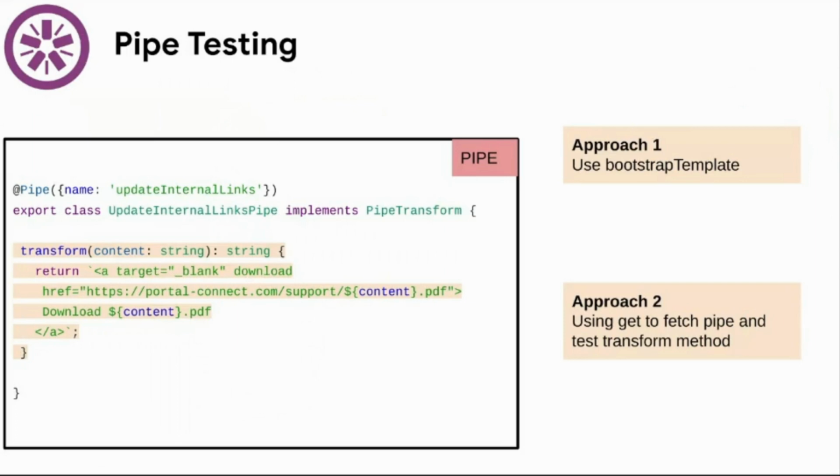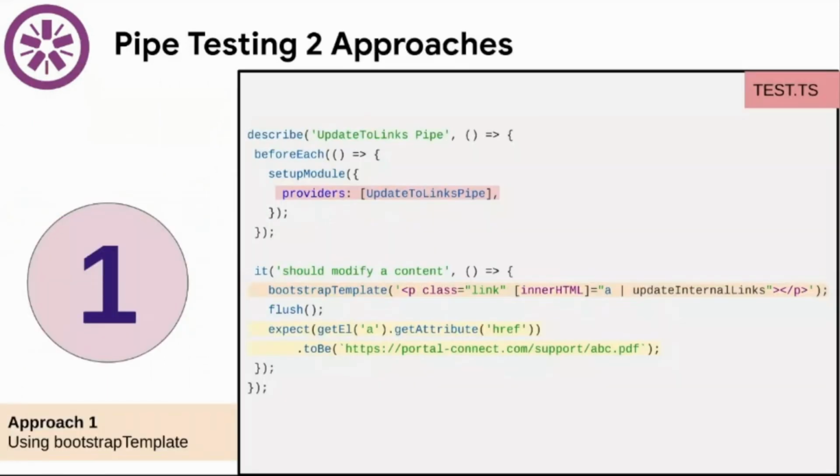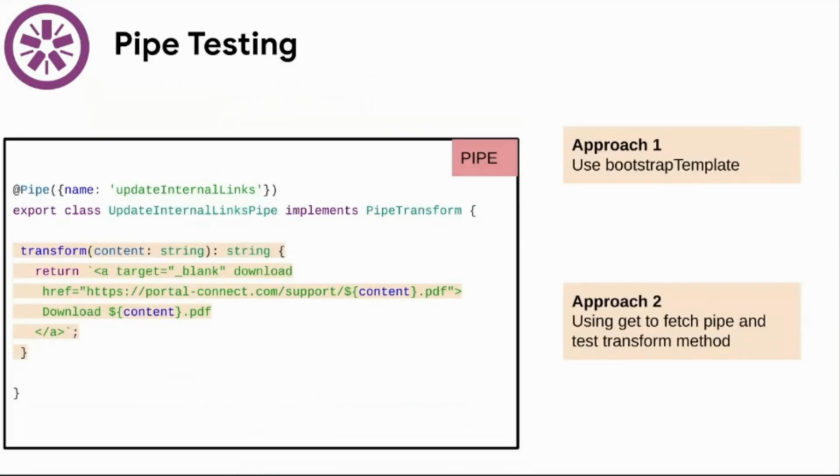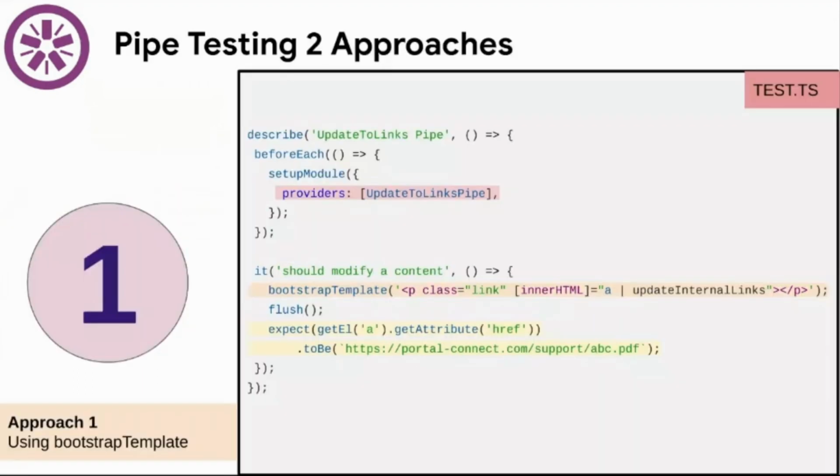So basically, the name of the PDF will come, and we are just adding some inner HTML, or some sort of HTML, via the pipe. Firstly, there are two approaches. One we have already discussed, that is the bootstrap template. So what exactly will it do?